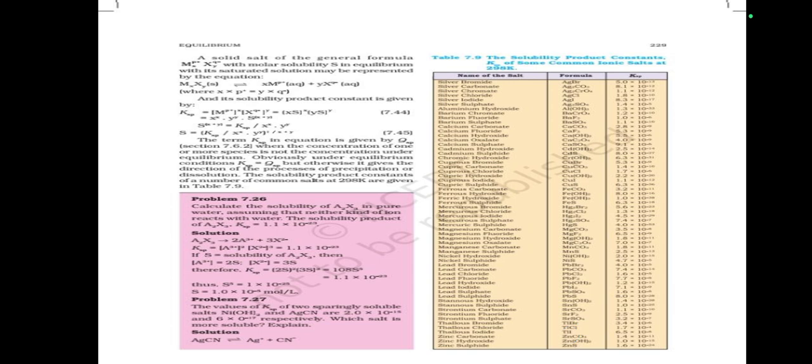Solubility equilibria of sparingly soluble salts. Solubility product constant. Table 7.9: the solubility product constant Ksp of some common ionic salts at 298 Kelvin. Common ion effect on solubility of ionic salts.